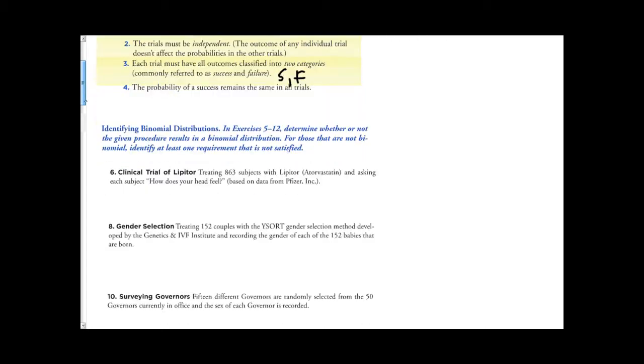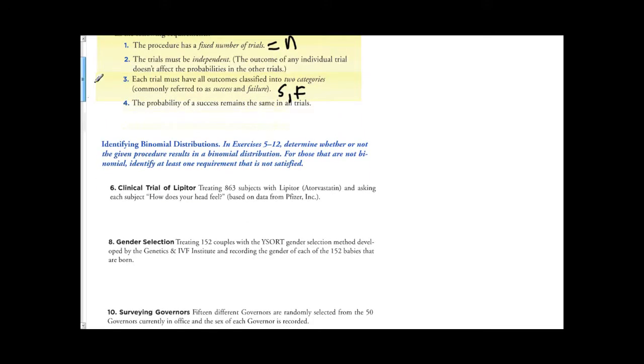All right, so let's take a look at this example, number six. We're going to try to determine whether or not the given procedure results in a binomial distribution. If we don't have a binomial distribution, we're going to identify what requirement is not met. So let's go through the requirements for number six. Clinical trials of Lipitor, treating 863 subjects with Lipitor and asking each subject, how does your head feel?